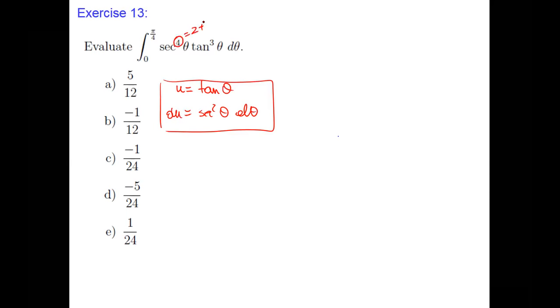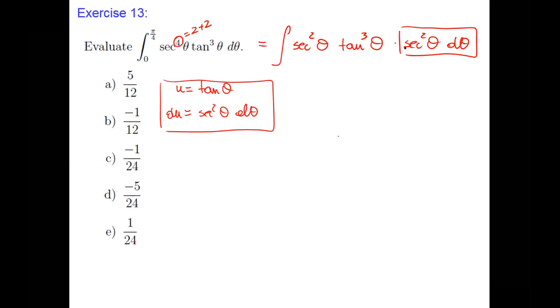Secant square. I will split the secant to the power of 4 into 2 and 2, because I have to steal one secant square theta, and I will put tangent cube theta, and at the end, I will keep this. Please correct me if I'm wrong. That means this is my du, and the rest I need in terms of tangent. This will stay. And who can tell me, how can I rewrite secant square of theta in terms of tangent?